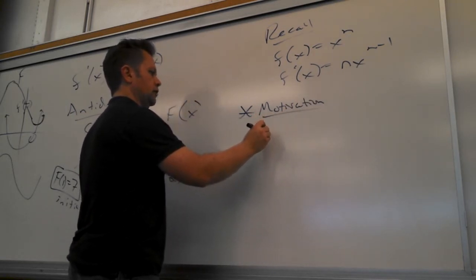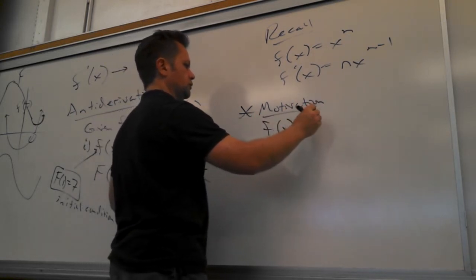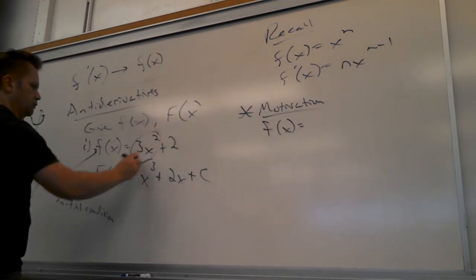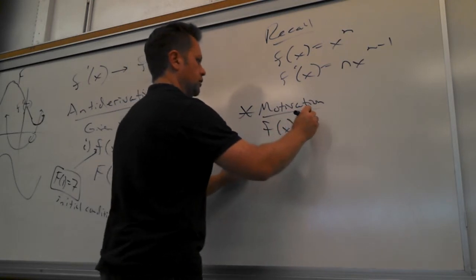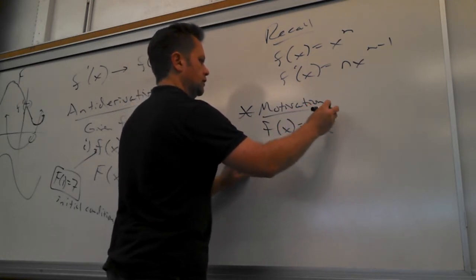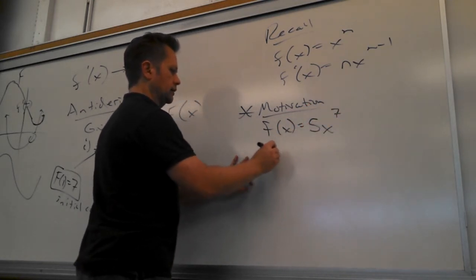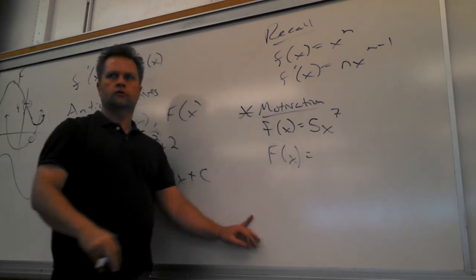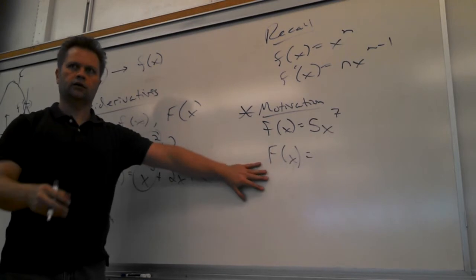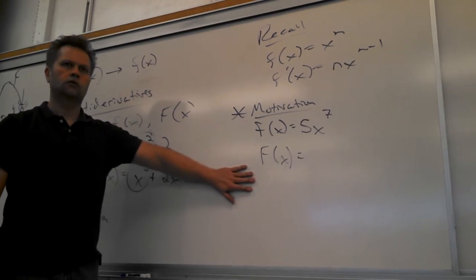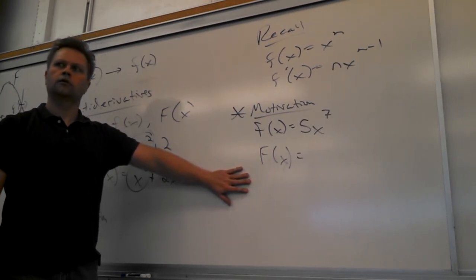So if I have f of x equal to, so we just did this one right here, right? That was pretty simple. You can probably figure out the rule there. But let me give you something a little more interesting. What if I had 5x to the 7th? What would big F be? So I'm taking a what? Antiderivative. I like it. 5x to the 8th.